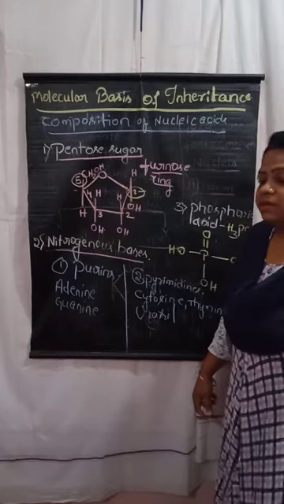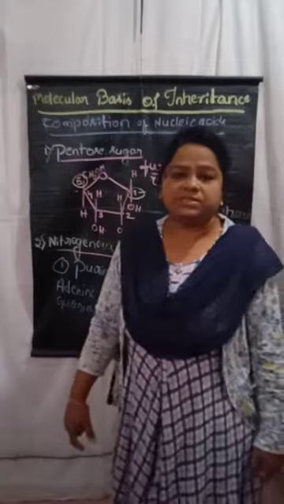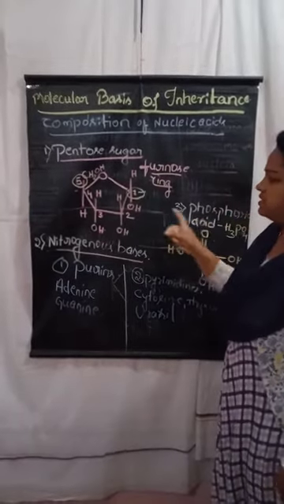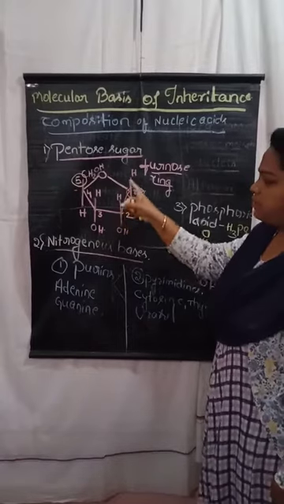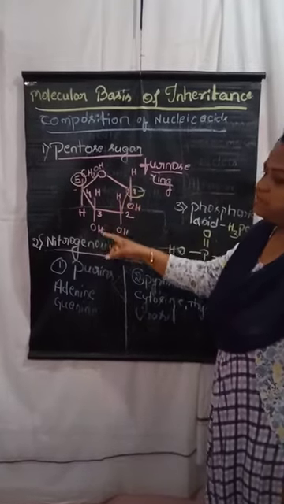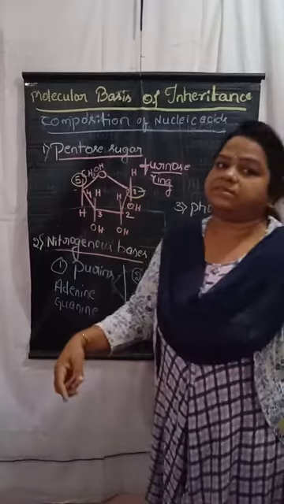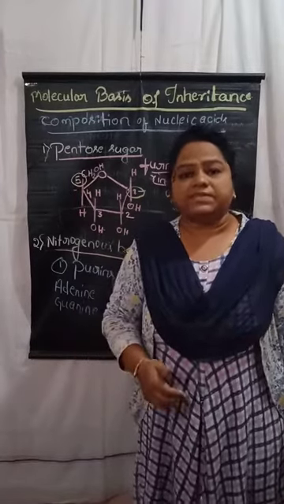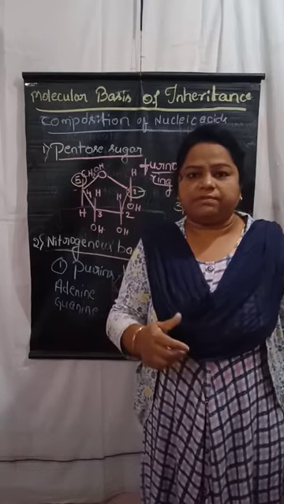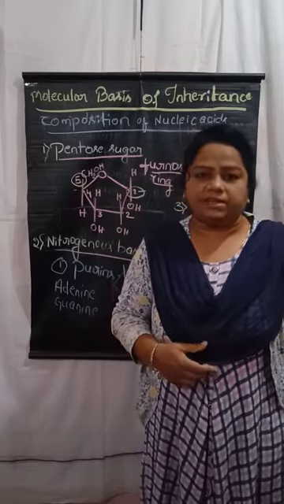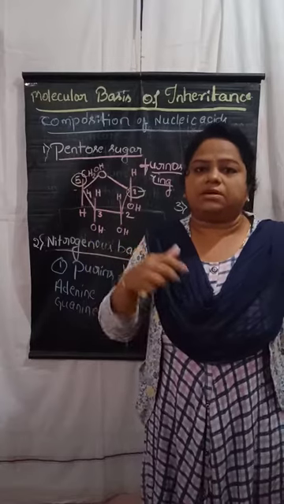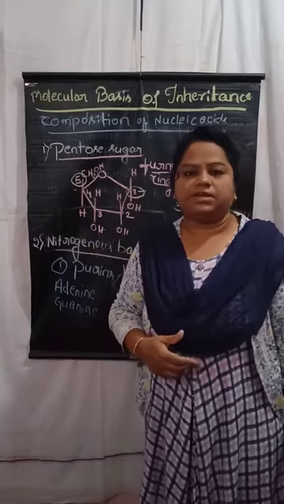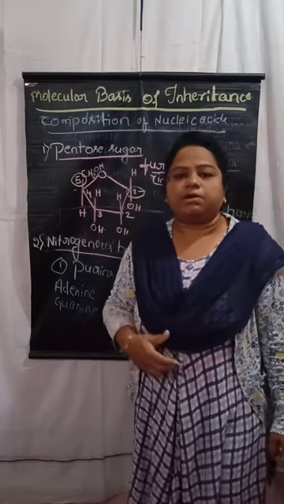In the next class we are going to discuss how the nitrogenous bases and the phosphoric acid, attached to the pentose sugar, are named as nucleotides and nucleosides. We will discuss in detail those bonds, how they are formed, and also the structure of the DNA. I hope you all understand.